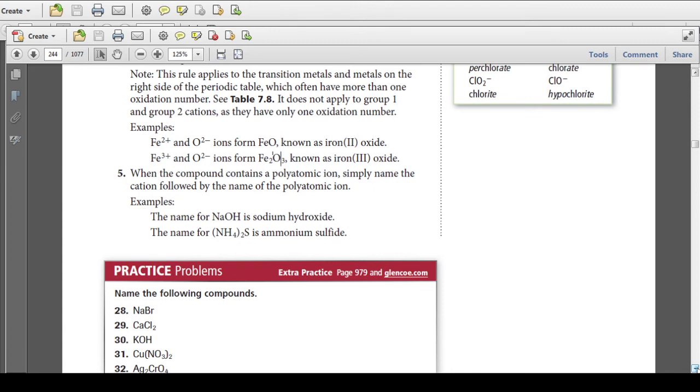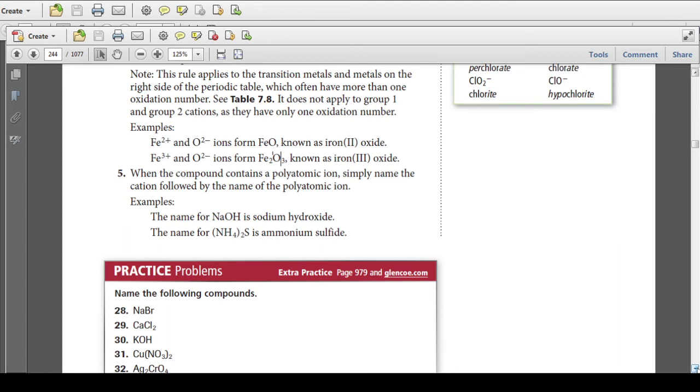When the compound contains a polyatomic ion, simply name the cation followed by the name of the polyatomic ion. For example, if you had NaOH, which is known as sodium hydroxide. And if we had (NH4)2S, this is known as ammonium sulfide.